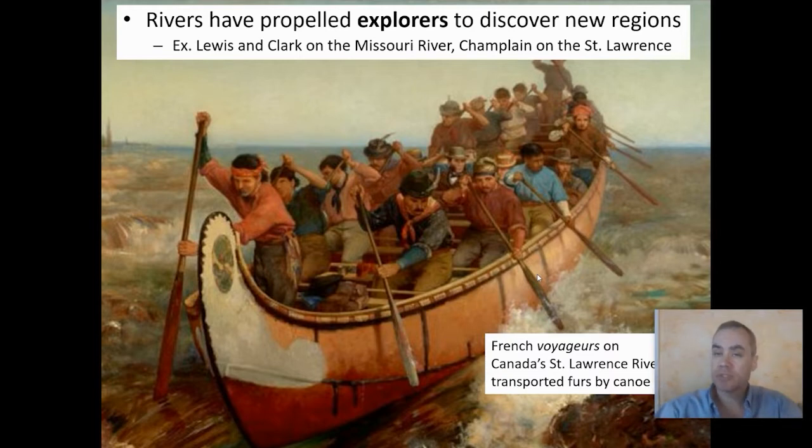And the French explorer Champlain used the St. Lawrence River, which goes from the Atlantic Ocean all the way to the Great Lakes, to explore French Canada and to connect with the fur trade in the interior of the United States.